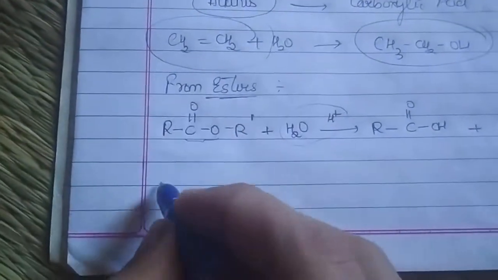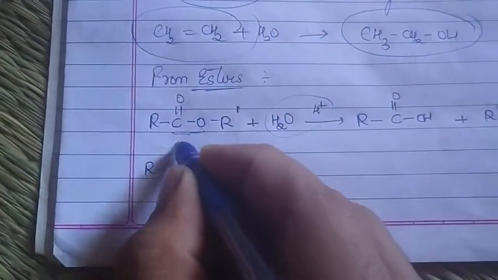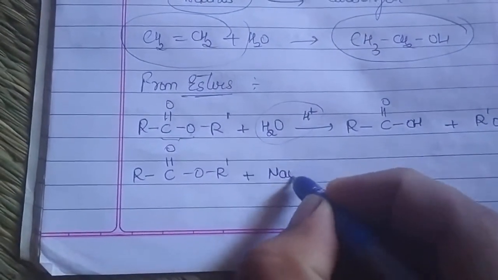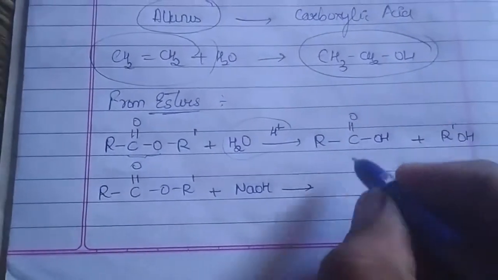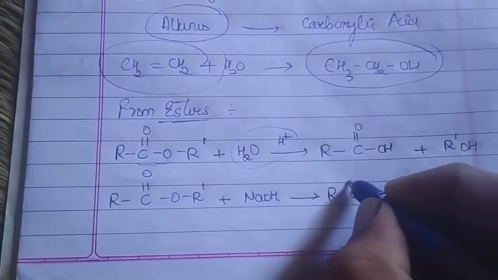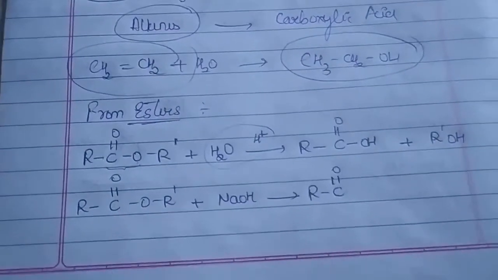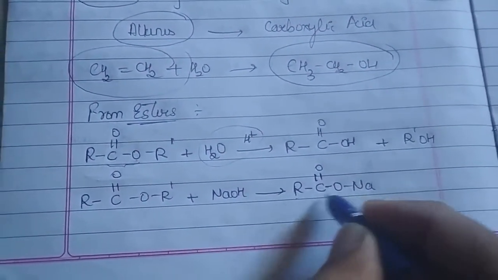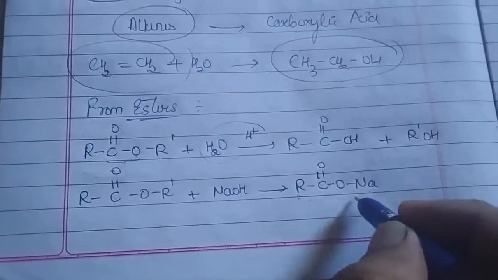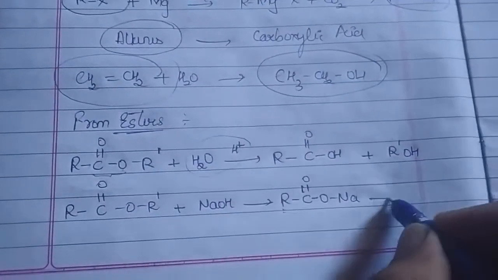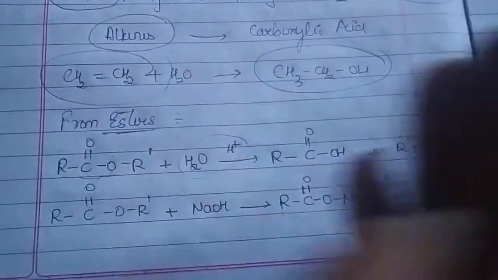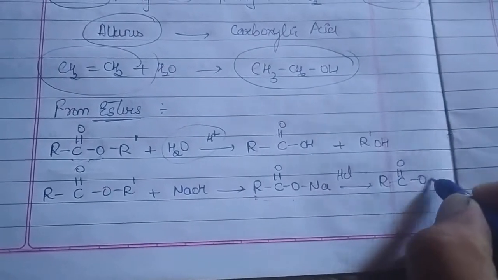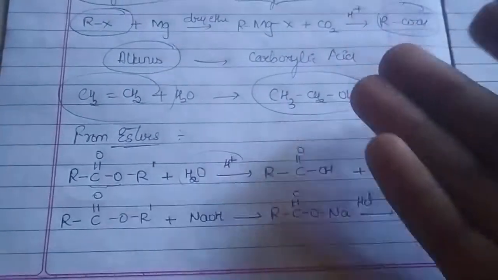But in case if I am going to treat this ester in the presence of base now, RCOOR' plus NaOH. First it will be giving you the sodium salt of a carboxylic acid. Then upon acidification, it will be giving you what? The respective carboxylic acid. So in either way you can prepare.